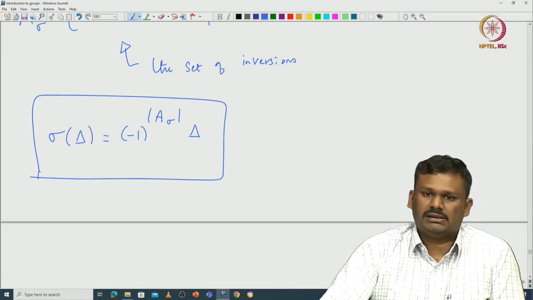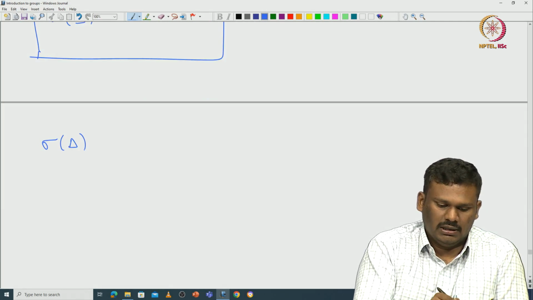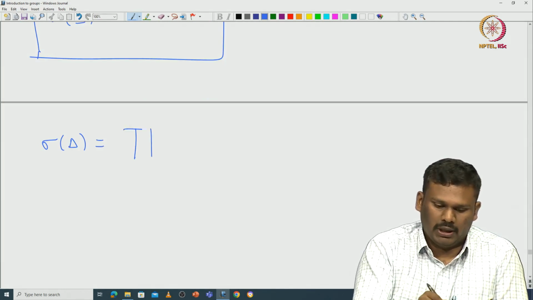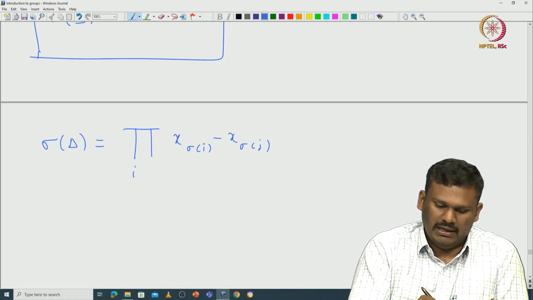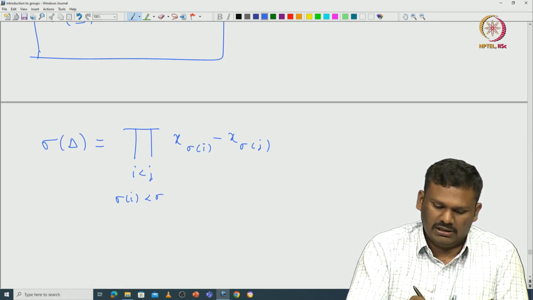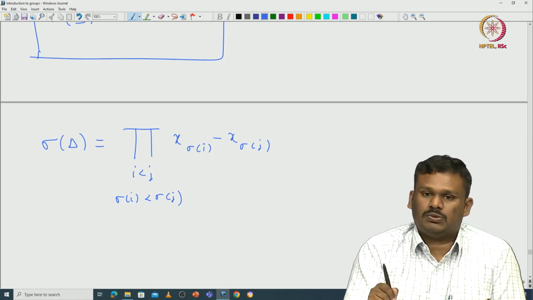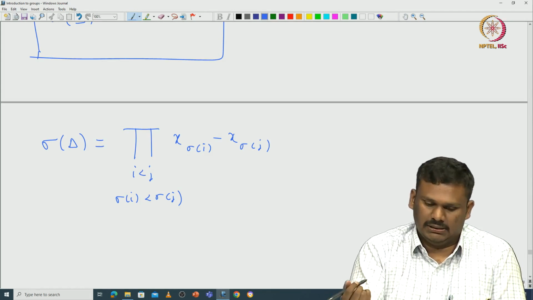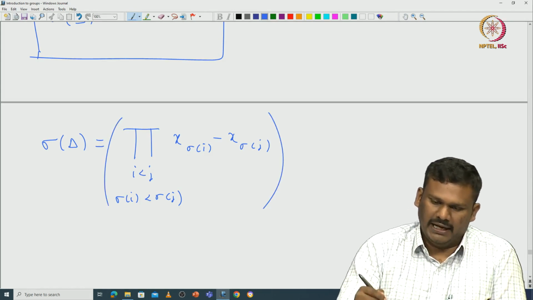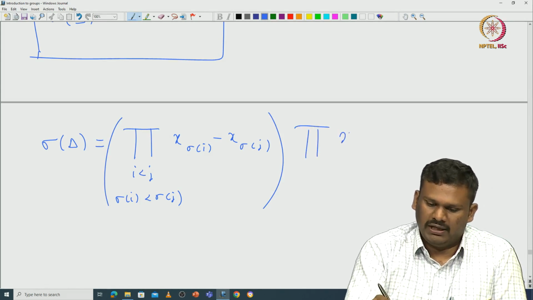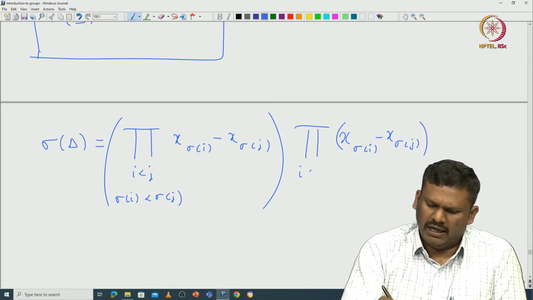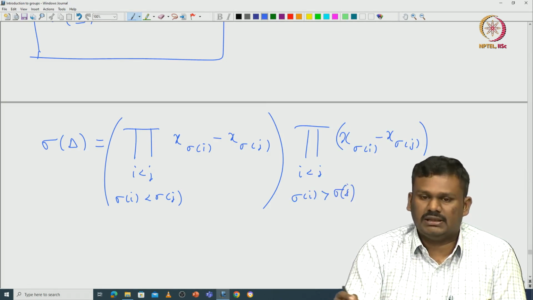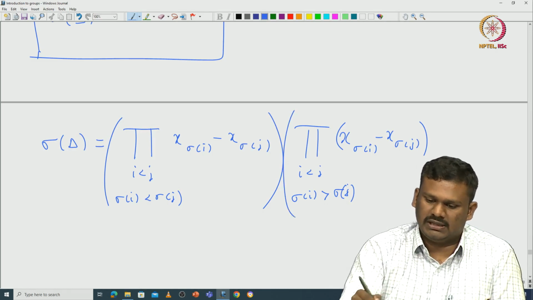Because you can see that sigma of delta is going to be the product of x sigma of i minus x sigma of j, for i less than j where sigma of i is less than sigma of j. This is one such product where the order is correct. Then times another product of x sigma of i minus x sigma of j, with i less than j, but sigma of i greater than sigma of j. This is the other order. Only these two things can happen.